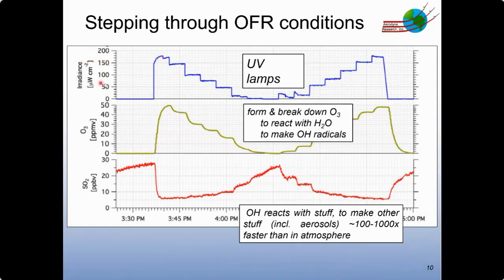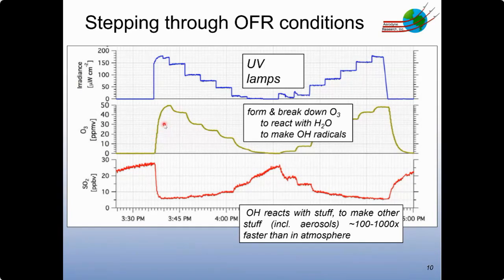Here on the top is the irradiance, which is proportional to UV intensity. So we're changing the intensity of the UV photons in the OFR to change the rate at which hydroxyl radical is generated and the amount of aging time that's formed. So here we're stepping down, and there we're stepping up, just to illustrate how that works. But each of these steady state periods can be maintained indefinitely if the user wants. Here I'm just doing it every few minutes to illustrate a typical measurement resolution that might be done in the field.